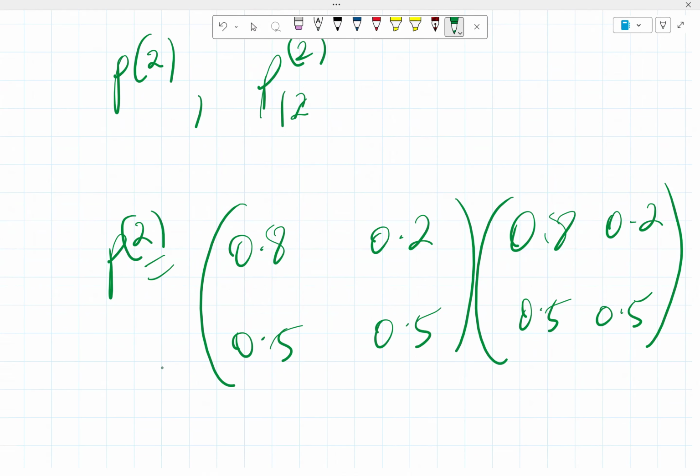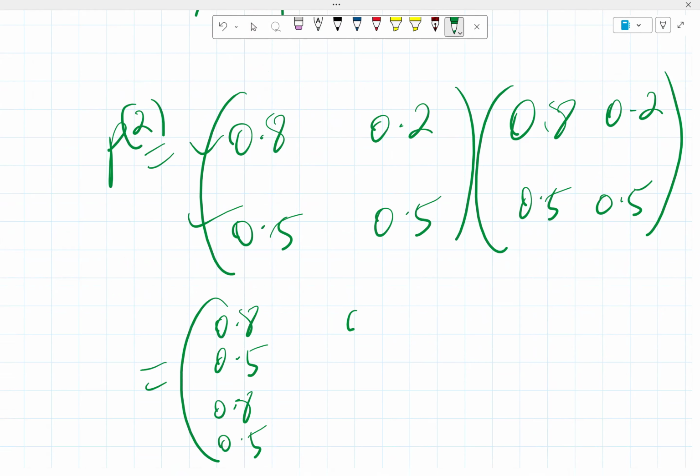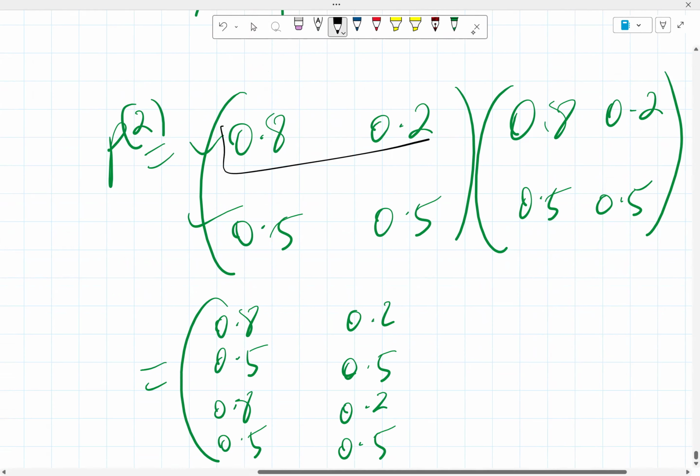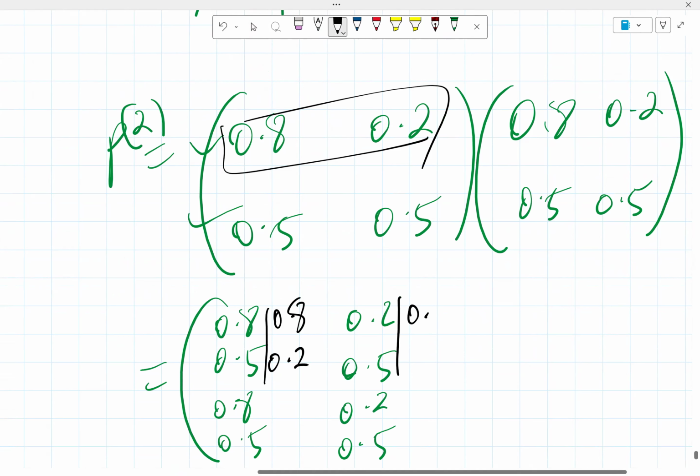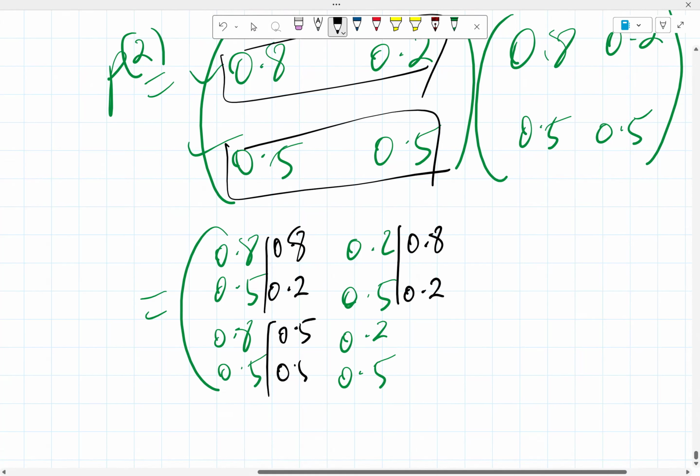Because we have two rows here, you write each column here twice. That's 0.8, 0.5, 0.8, 0.5, 0.2, 0.5, 0.2, 0.5. Then you put this over it. This is 0.8, 0.2 here, 0.8, 0.2, 0.8, 0.2. Then 0.5, 0.5 also comes down here as 0.5, 0.5, 0.5, 0.5.